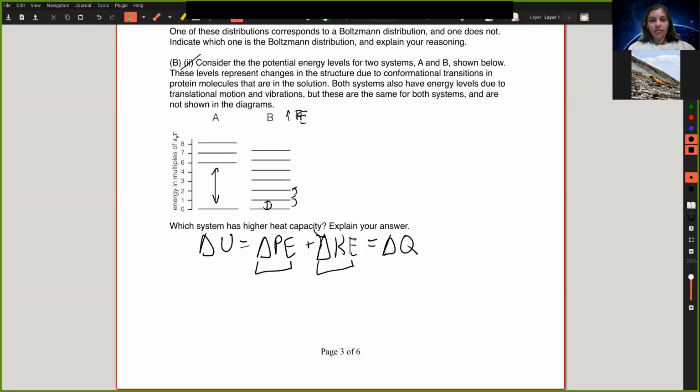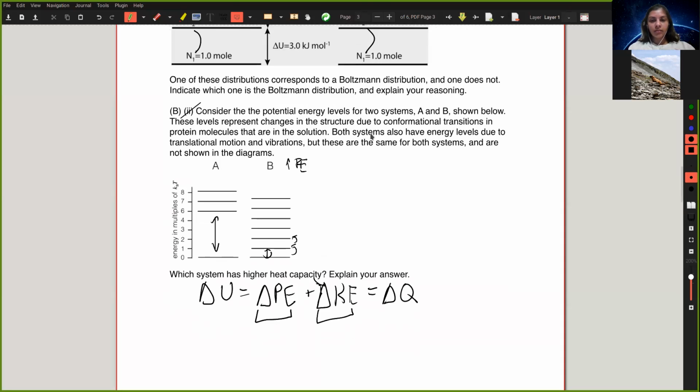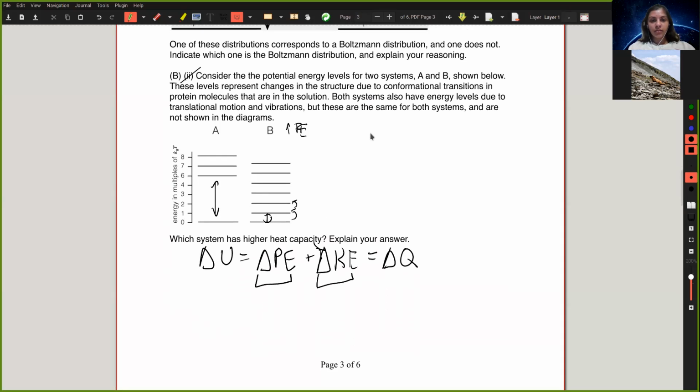I have a question. Yeah, sure. If the heat is high enough, then couldn't the system reach that higher energy level in A? Like, because it seems like if the heat is high enough, then A would have a higher heat capacity because it can store more potential energy at like the 8 kBT level than B could.